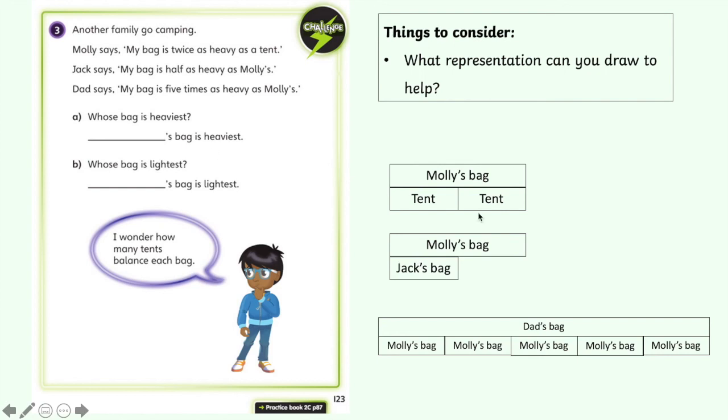So now all of that information, we've worked it through step by step, drawing out some bar models, and we've worked out that Dad's bag is the heaviest, and Jack's bag is the lightest. Remember, we're not talking about size. Even though we've represented it here as bags that weigh more are bigger, we're still talking about how much they weigh, not how big they are. But bar models are a really helpful way to approach questions, comparing things so that you can see really easily.